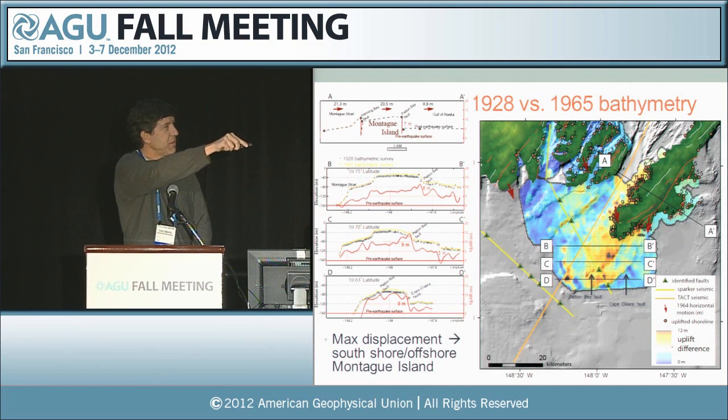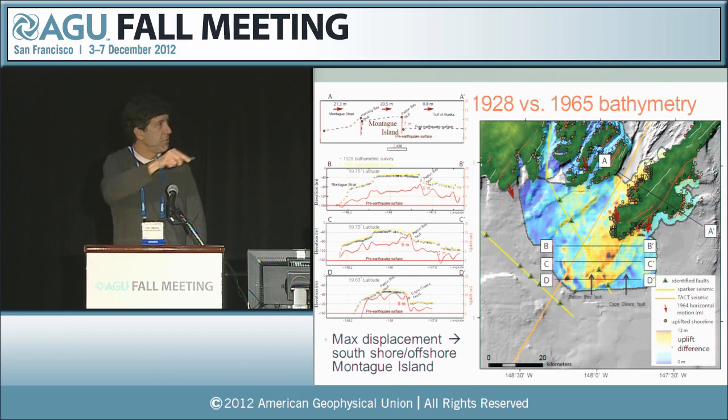And you can see on this DD prime profile, we're seeing upwards of 8 meters of displacement on this fault here. So we're seeing the greatest amount of displacement from the 64 earthquake in this region here, stepping off outboard to a parallel fault.